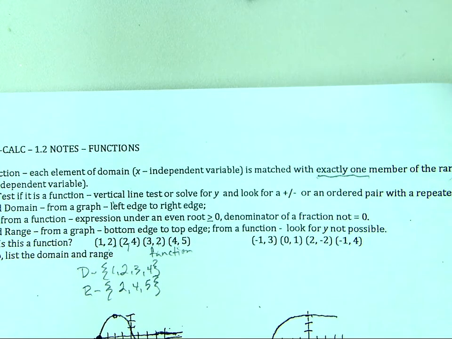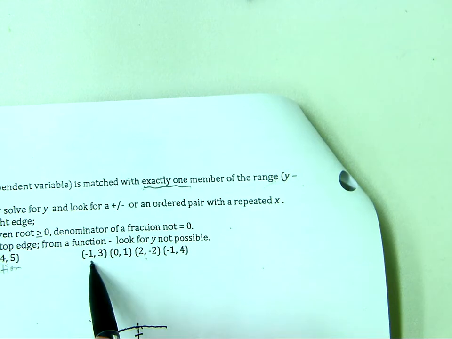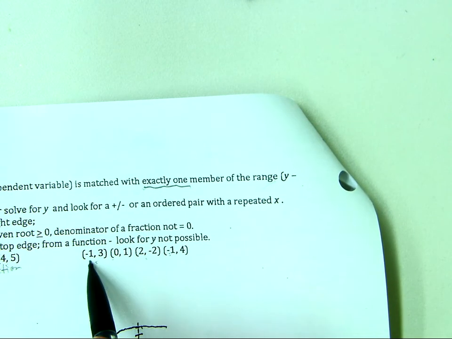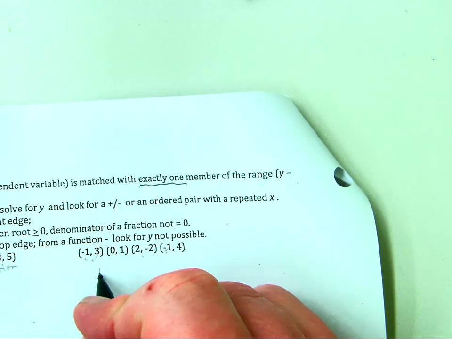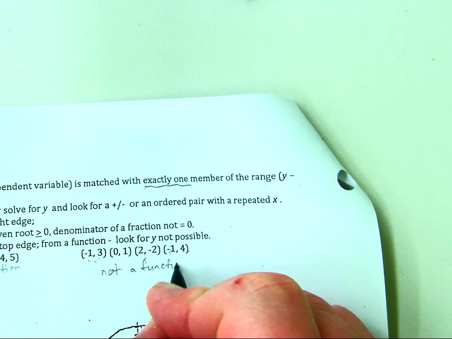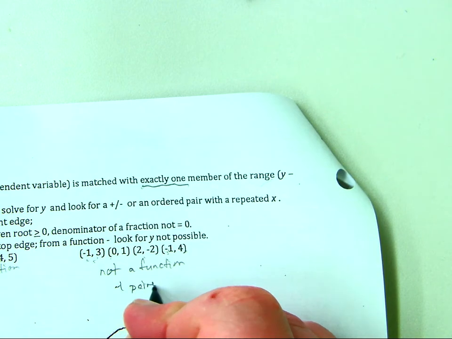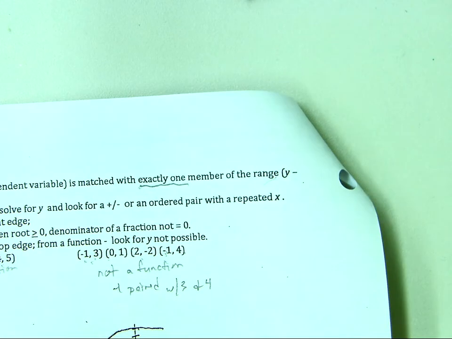Okay, this one here. Is this a function? Well, look at the x's: -1, 0, 2, -1. Oh, there are two negative 1s. This one is paired with 3. This one is paired with 4. So this is not a function, because -1 is paired with 3 and 4.